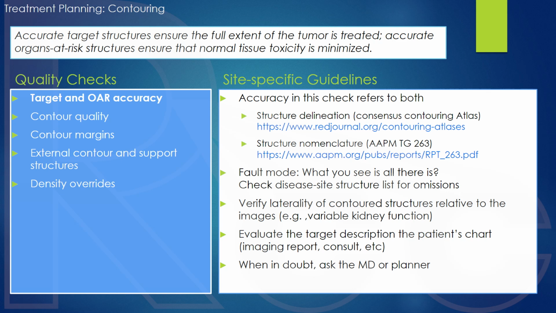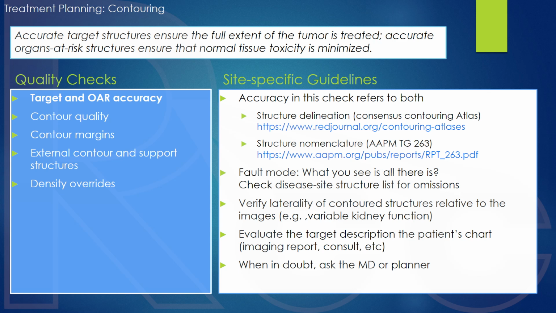Okay. So there are contouring atlases available. And then accuracy also refers to the structure nomenclature. That is how we name the structures. And what we follow at Emory is the guidance from the AAPM Task Group 63 in terms of how to name the structures. There's a fault mode that we need to be mindful of, and that is what you see is all there is.